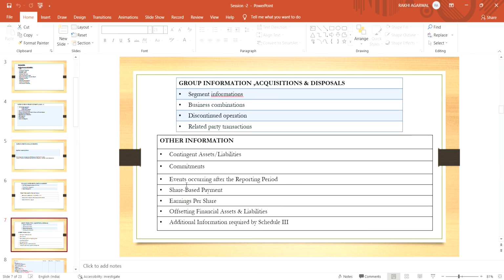Now group information, acquisition and disposal, like segment information. We will give the segment information, business combination, discontinued operation, related party transactions. All these we will need to disclose. Now comes other information, like contingent assets and liabilities, commitments, events occurring after the reporting period, share-based payment, earnings per share, offsetting financial assets and liabilities, and any additional information required by Schedule 3. So these we will discuss.